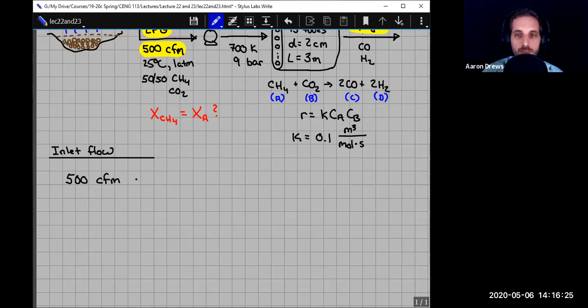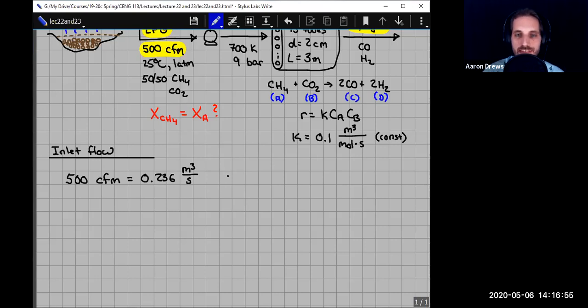Is K for 700 K? Yeah, it's constant. So we're just going to call this constant. So it's for any temperature that we need it to be at. So if we're just doing a plain old unit conversion, 500 cubic feet per minute is 0.236 cubic meters per second.